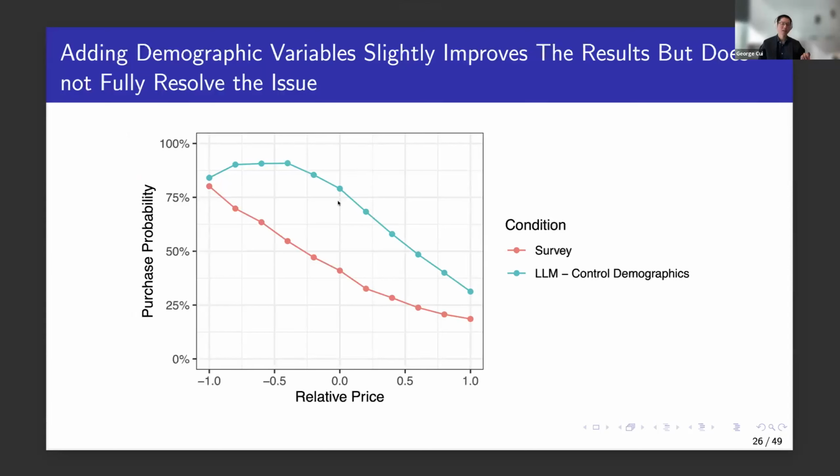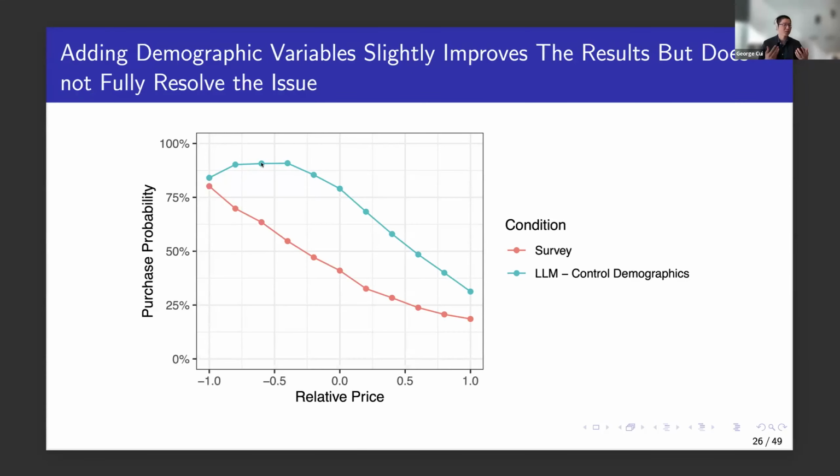Here is an example of what happens when we add demographic variables. It slightly improves the results in the sense that we no longer see customers not making any purchase when the price is zero. But it also does not fully resolve the issue. First, there is still a gap between the model and the survey results. Secondly, there is still an area with an upward sloping demand curve, which suggests that for some customers, when the price is lower, they are less likely to purchase. And this is for consumer packaged goods, not for luxury products. So this is another piece of evidence that this does not empirically fully resolve the issue.